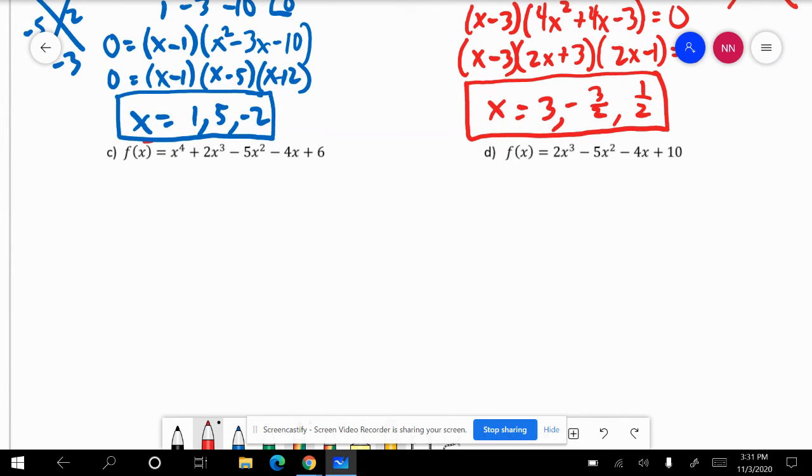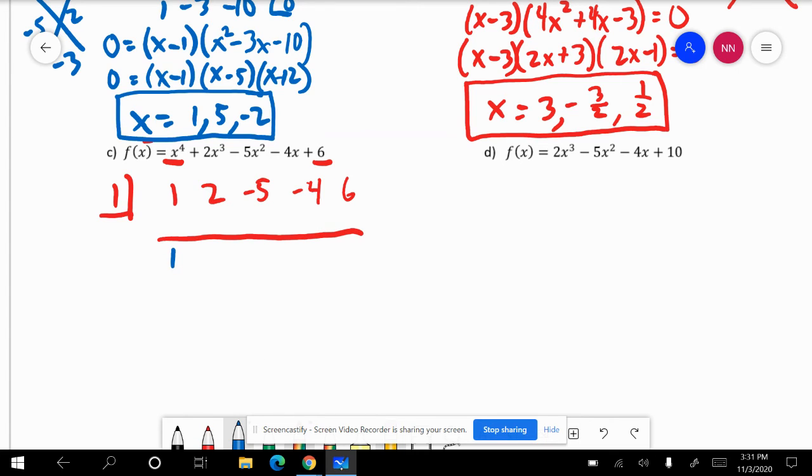Now, looking at the next one. With this one right here, it's all the factors of 6 divided by all the factors of 1. This is much easier than before. So the first one that I'm going to pick is 1 again. It doesn't always have to be 1. And so when I bring down the 1, I get 1, 3, 3, -2, -2, -6, and -6.